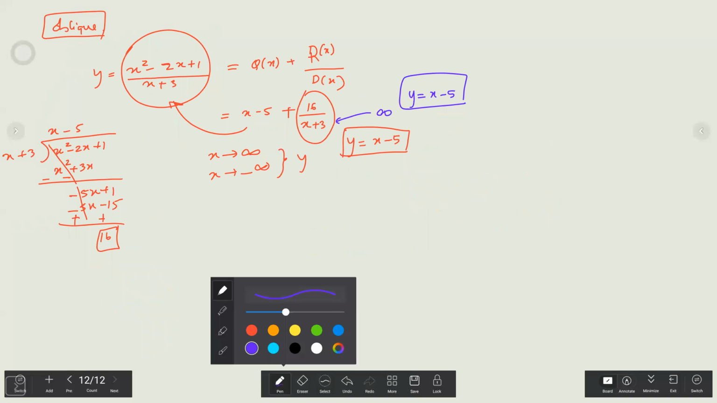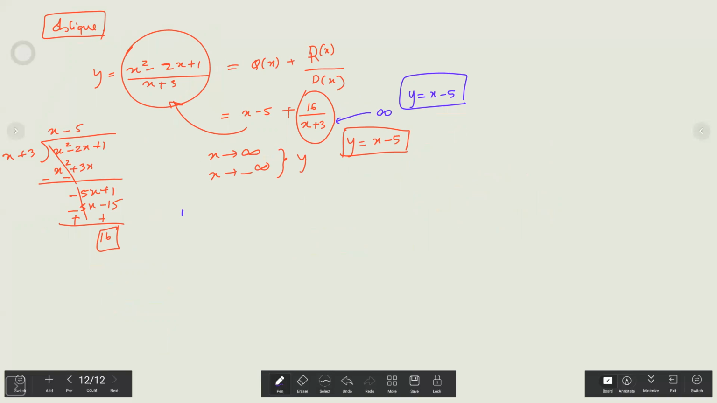Other stuff that we need to find out is the root. So for roots, we equate the graph to 0. So 0 equals x squared minus 2x plus 1 upon x plus 3. This equates to 0, so you get x squared minus 2x plus 1 equals 0. So you get x is 1. If you factor it out, there is a single root.